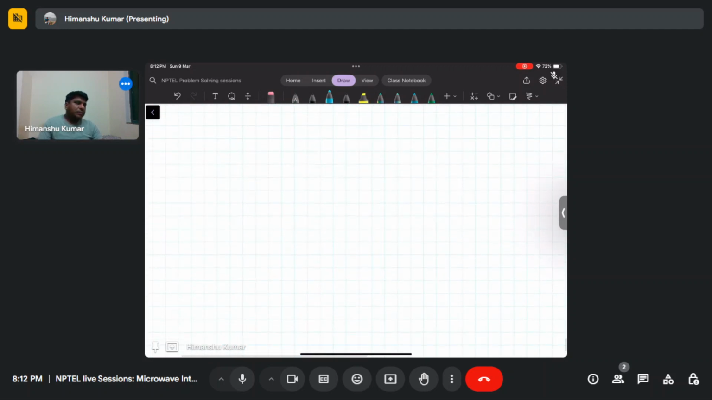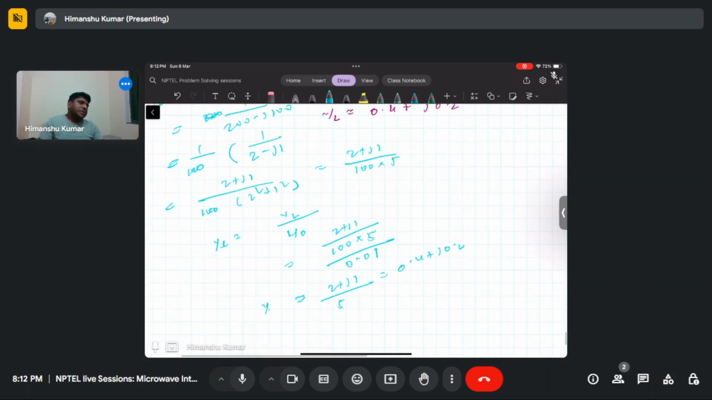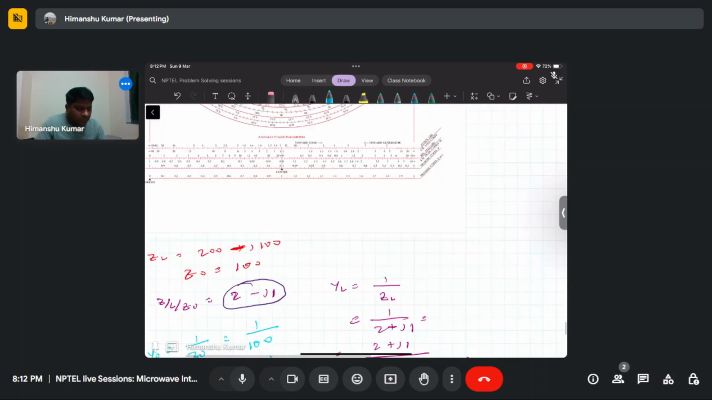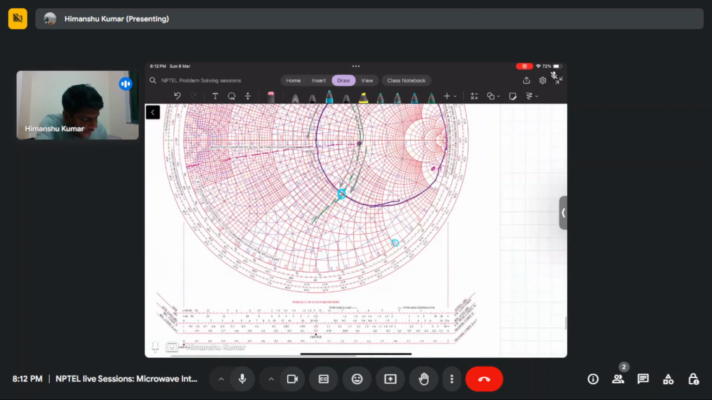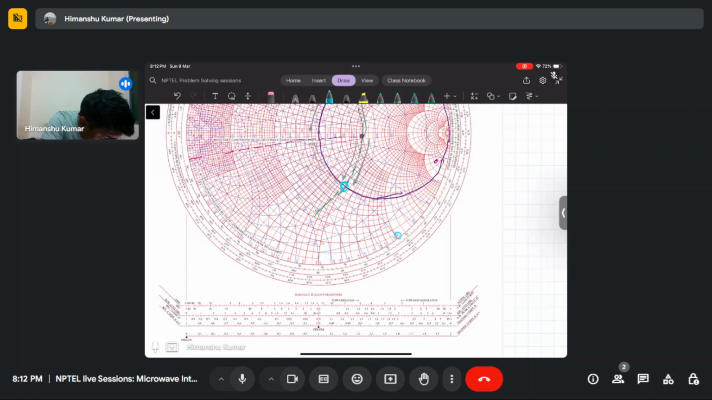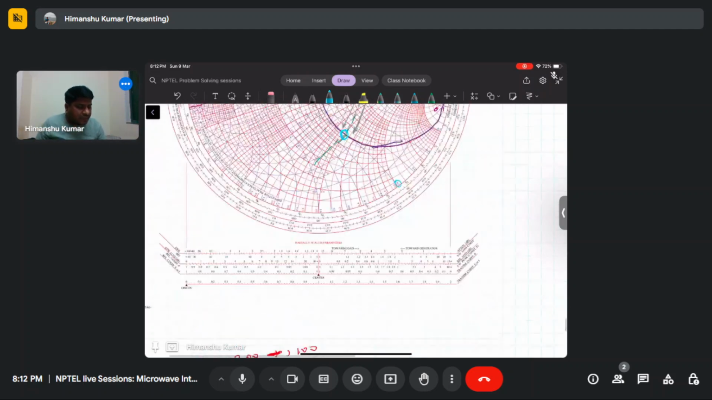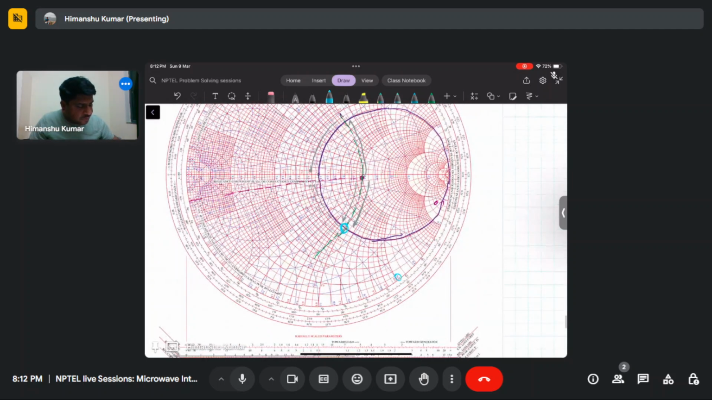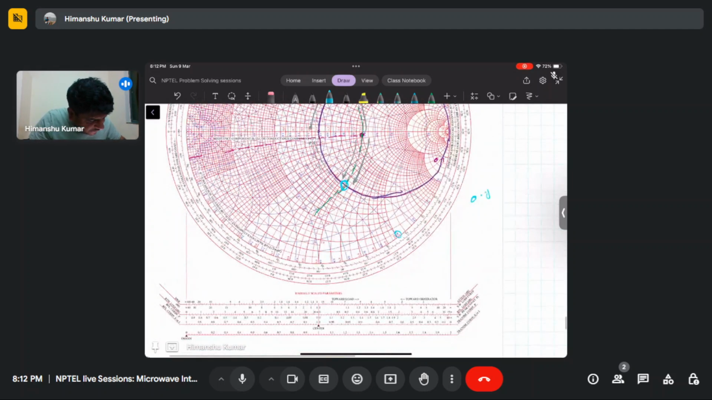Now for this point, this circle is equal to 0.5 conductance. So this point corresponds to 0.5 plus j times 0.5. Just wait, I think something is wrong.